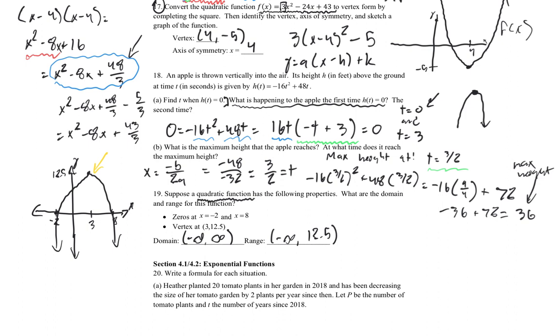All right, for the next one, it says, write a formula for each situation. Heather planted 20 tomato plants in her garden in 2018 and has been decreasing the size of her tomato garden by 2 plants per year since then. Let P be the number of tomato plants and T be the number of years since 2018. So let's think about this. It says exponential functions, right? Does this sound exponential though? It really doesn't sound exponential to me.